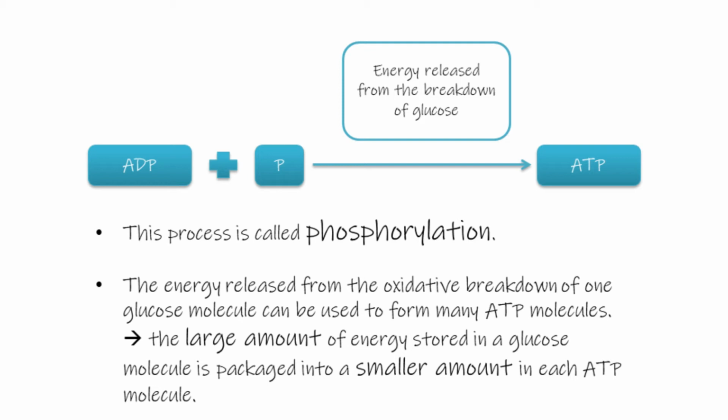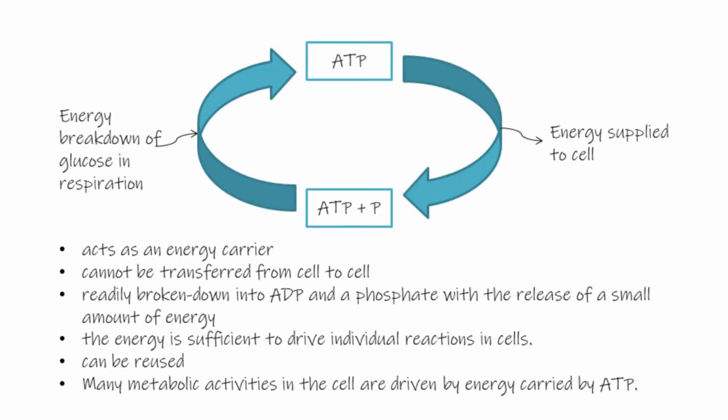The energy released from the oxidative breakdown of one glucose molecule can be used to form many ATP molecules. In this way, the large amount of energy stored in a glucose molecule is packaged into smaller amounts in each ATP molecule. ATP acts as an energy carrier in the cell in which it is made. It cannot be transferred from cell to cell.